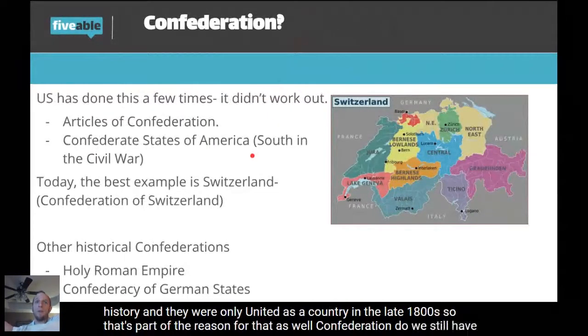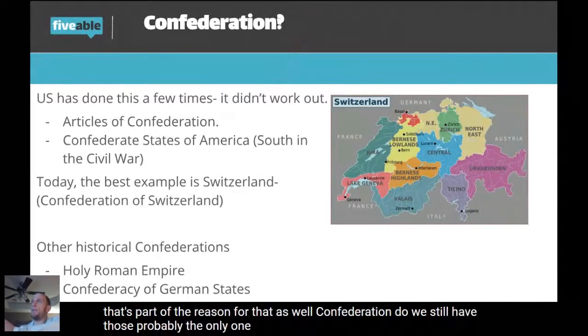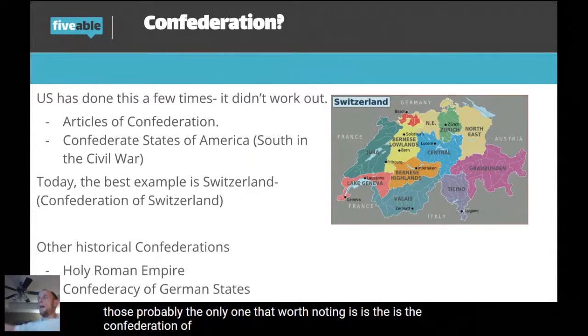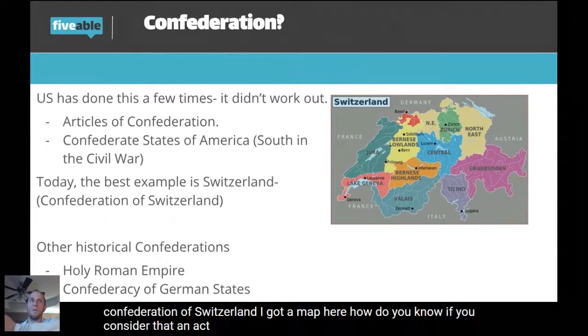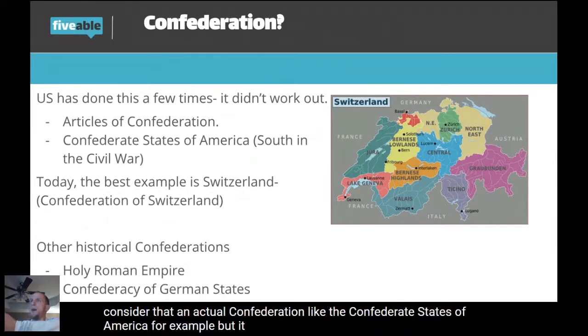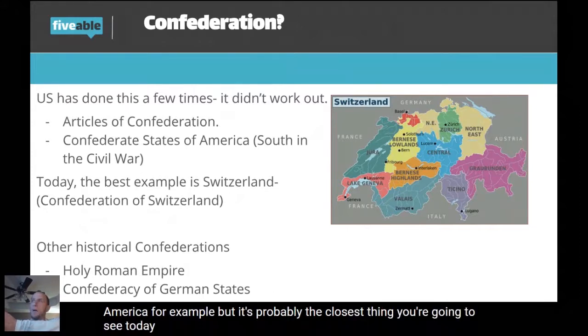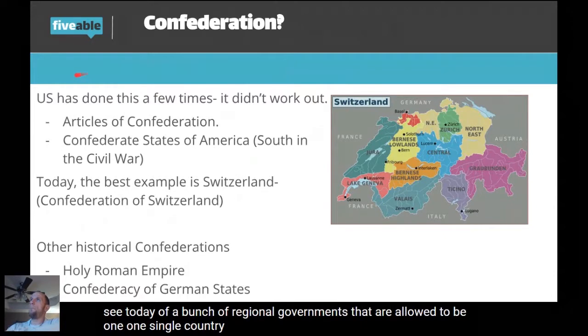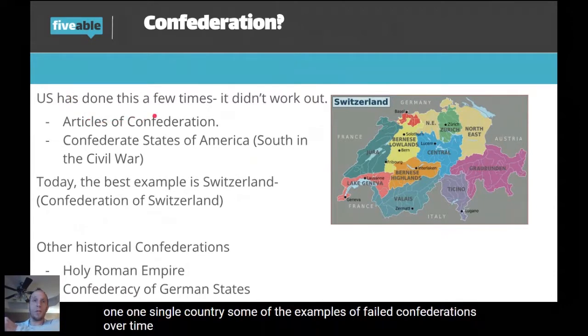Confederation, do we still have those? Probably the only one that's worth noting is the Confederation of Switzerland. I got a map here. I don't even know if you consider that an actual confederation, like the Confederate States of America, for example, but it's probably the closest thing you're going to see today of a bunch of regional governments that are allied to be one single country. Some examples of failed confederations over time: the Articles of Confederation.